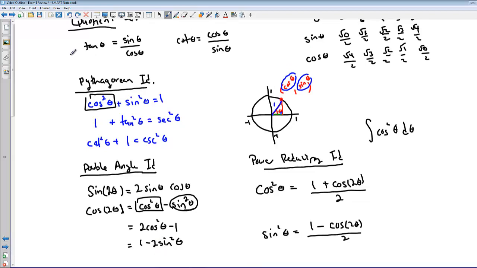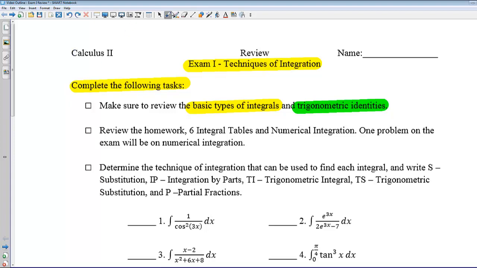Okay, let's go back up. So we have reviewed the sort of basic type of integrals and trig integrals. And you want to make sure you review this homework on integral tables and numerical integration. We didn't have time to go over the homework in class, so I posted the solutions online. Like I say here, one problem on the exam will be on numerical integration. So make sure you can use those 3 formulas, the midpoint rule, trapezoidal rule, and Simpson's rule, to approximate definite integrals.